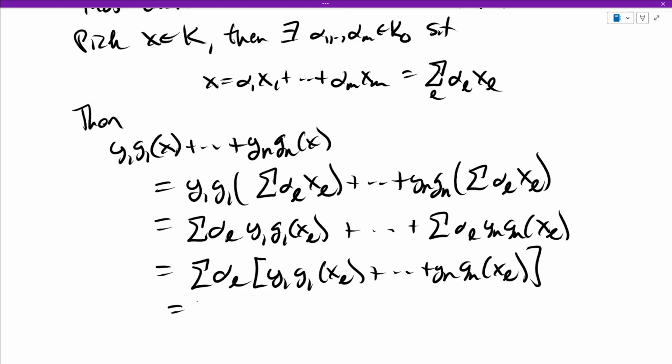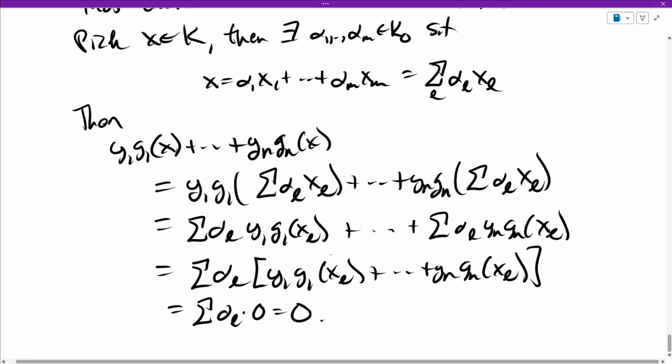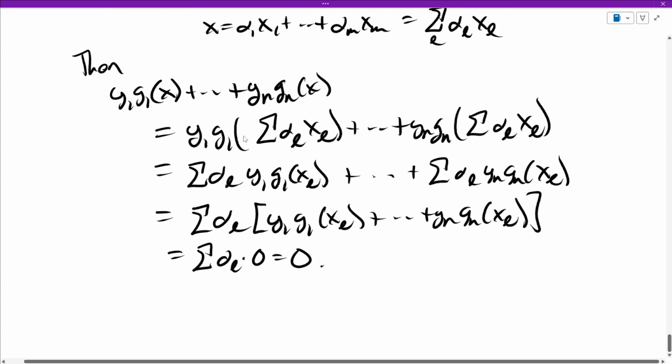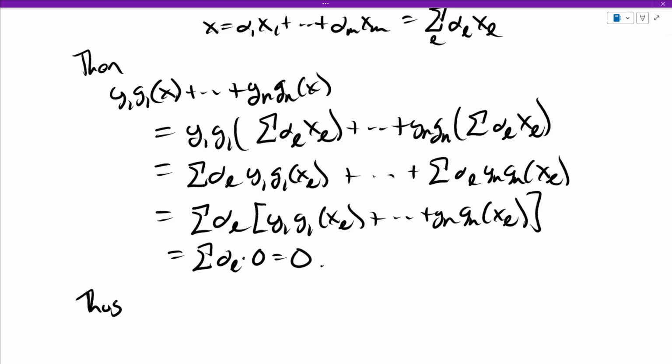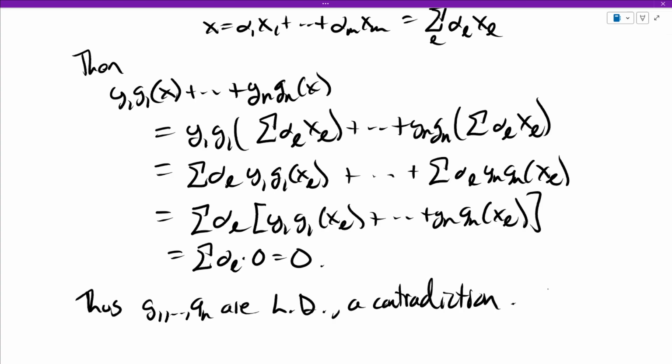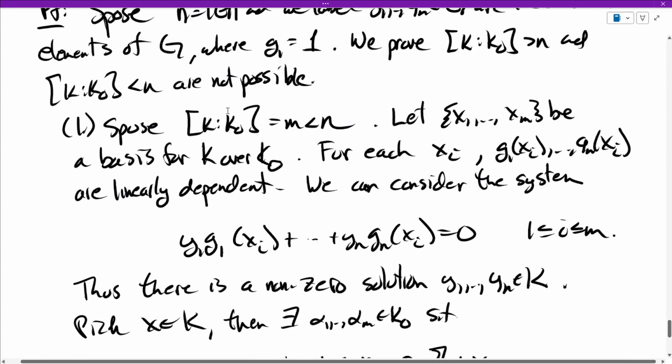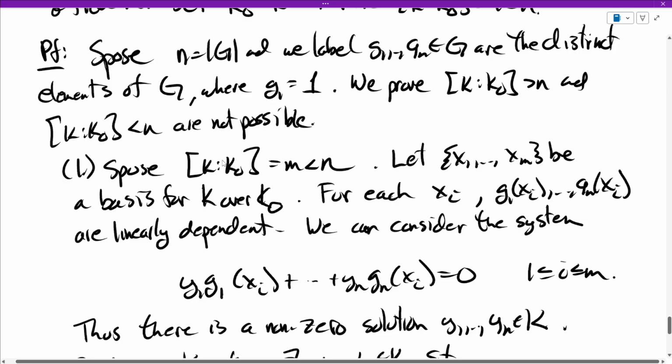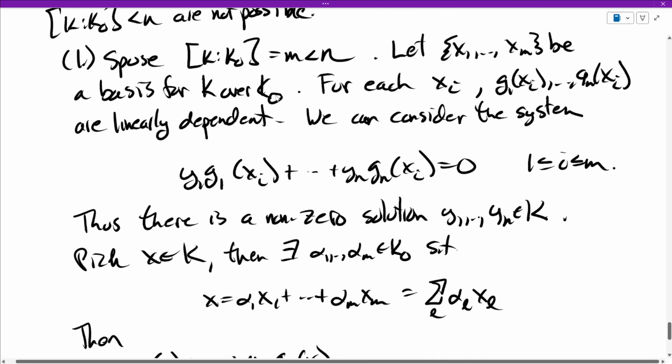So what are we adding up? We're adding up the sum on alpha L times 0, which is, of course, the sum of 0, which is, of course, 0. So what did we learn here? We learned that the g1 through gn are linearly dependent, which is a contradiction, because Dedekind's lemma says they are independent. Okay? So we've achieved a contradiction in the case the degree of k over k naught is less than n.